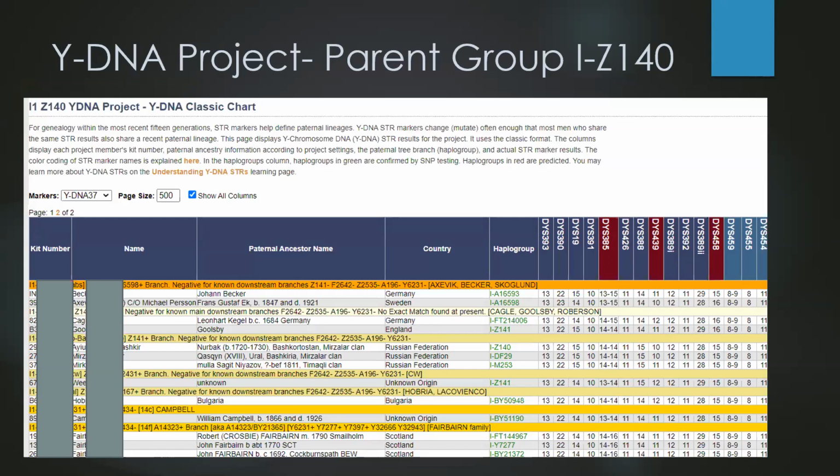And you notice that a little bit to the right of center of the screen, they always have the STR markers in the order they appear in your certificate. So DYS 393 is always going to be the first one. You'll see those who've done the 12 test and then some data drops off. You'll see some who did the 25, some data will drop off, and then you'll see the 37, 67, 111.